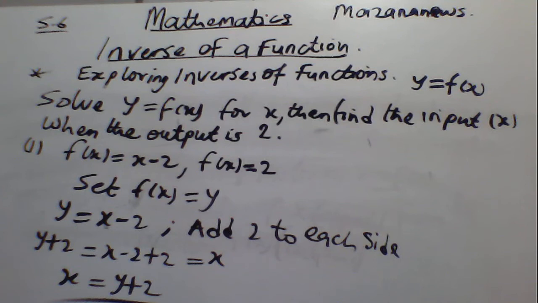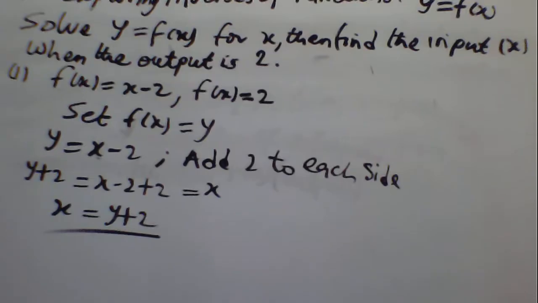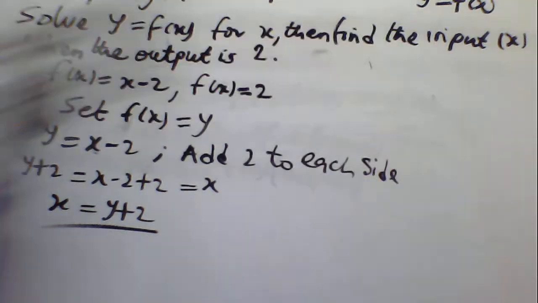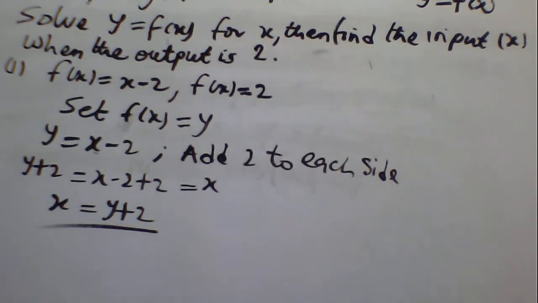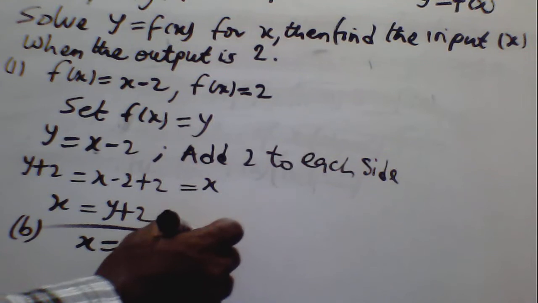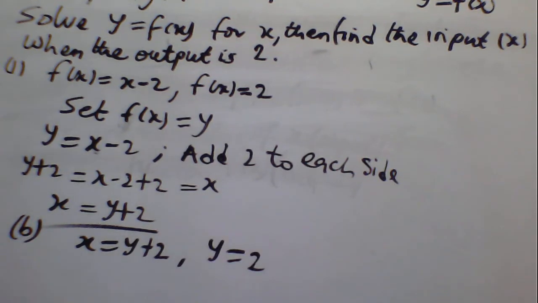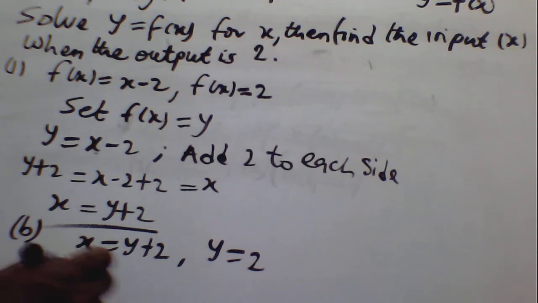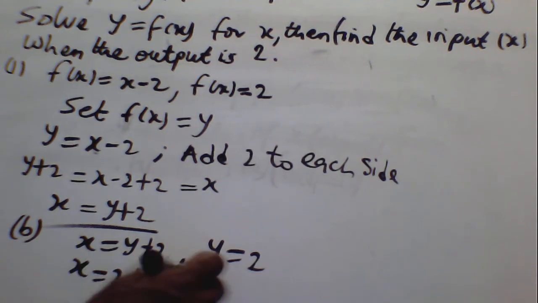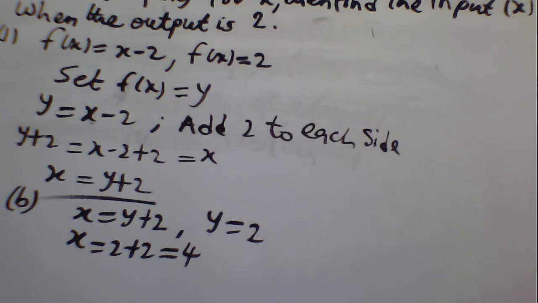Once you have done that, the second is to find the input when the output is 2. Already we got that x equals y plus 2, and the output is 2. So you are told to find the input when the output is 2. This will give us x equals 2 plus 2, that gives us 4. So we are learning a few things we have to know before we can define inverse function clearly.